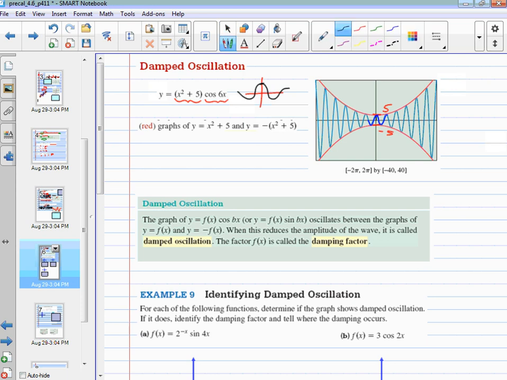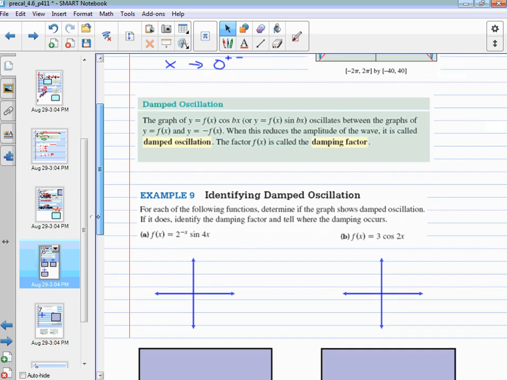So how is this one damped? It's damped as x approaches 0 from the right and from the left. As I approach 0 from the right, I get squished. As I approach 0 from the left, I get squished. If you go farther and farther out, this thing just gets bigger and bigger and bigger on both sides of it. Damped oscillation.